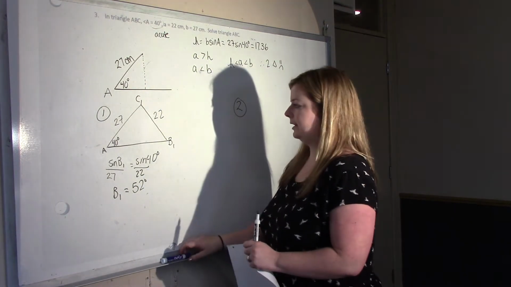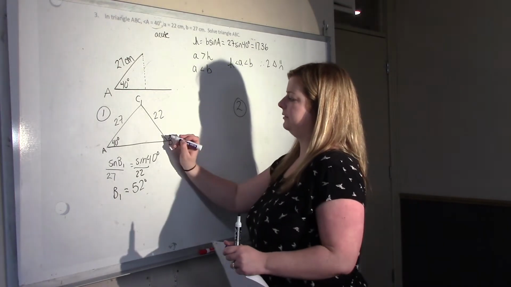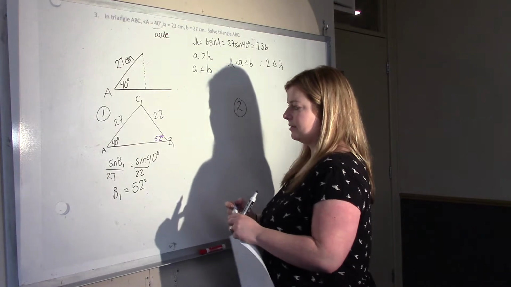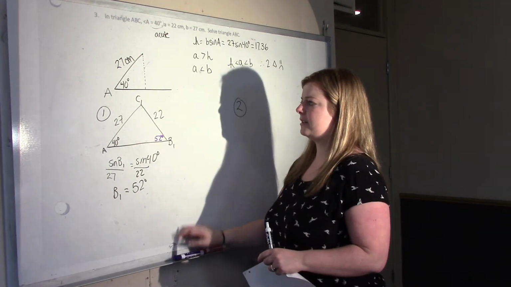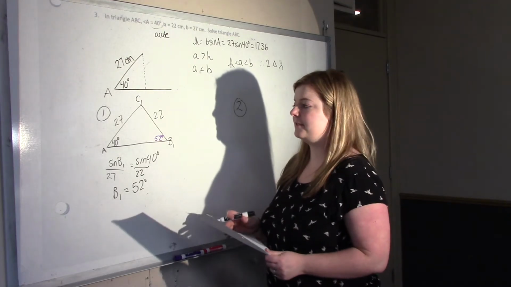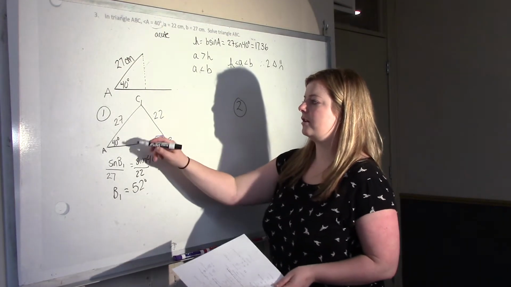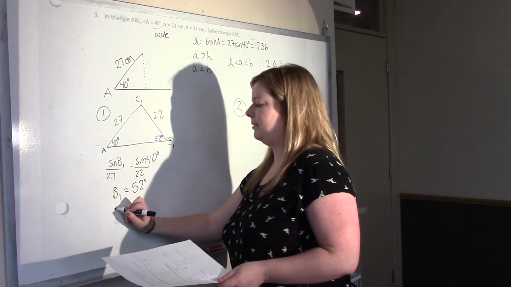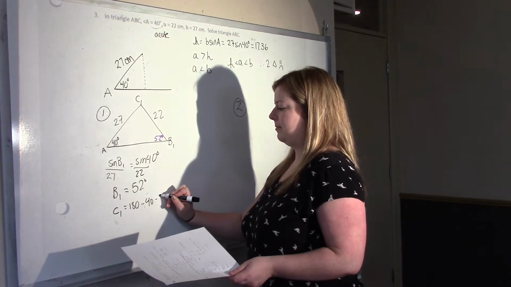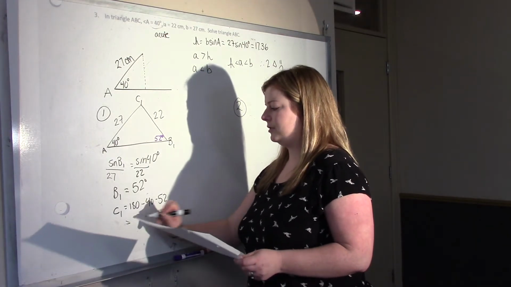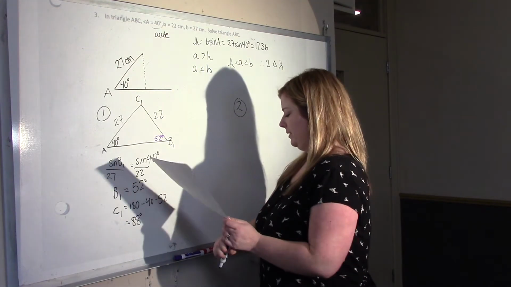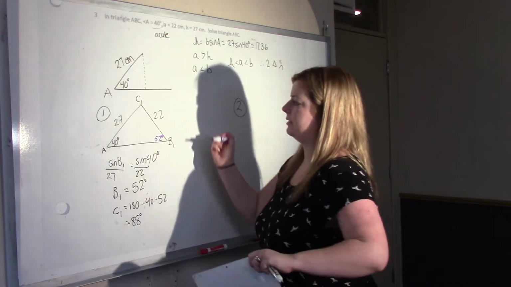Yay! You can label that in. I'm going to use different colors. Okay, so now since we know that's 52 degrees, we can find the size of C1 just using the fact that these all have to add up to 180. So C1 is equal to 180 minus 40 minus 52. So it equals 88 degrees. So C1 is equal to 88 degrees.